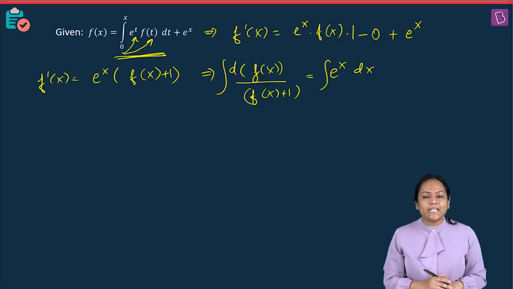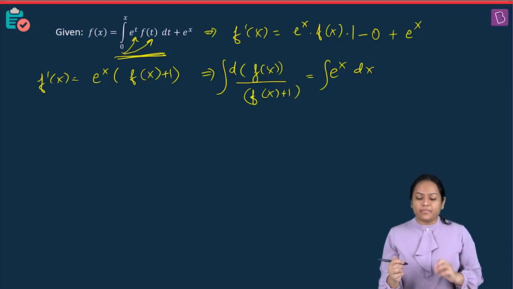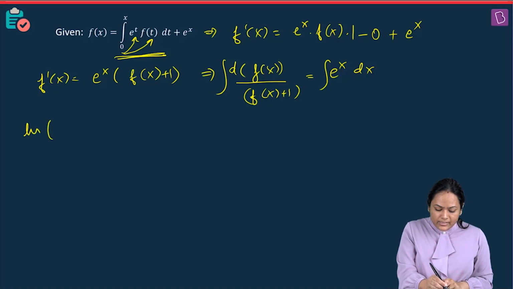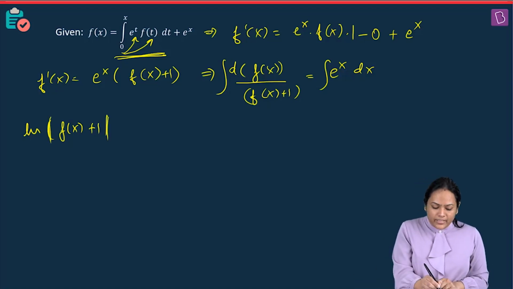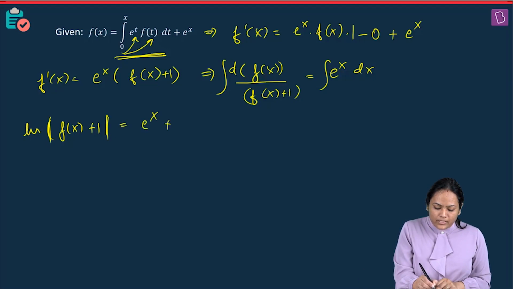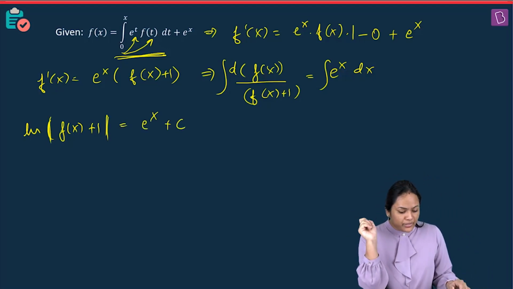My left hand side integration is what? Well, I have d of f(x) divided by f(x) plus 1. So its integral is ln of f(x) plus 1, right? And similarly, my right hand side will be equal to e raised to x plus some constant c. Is this clear? Perfect.